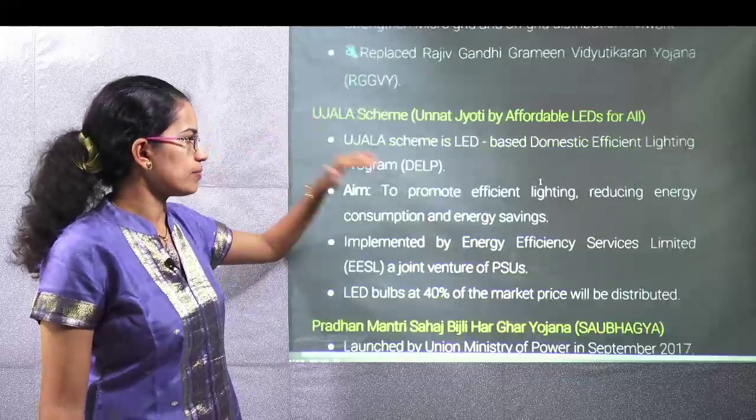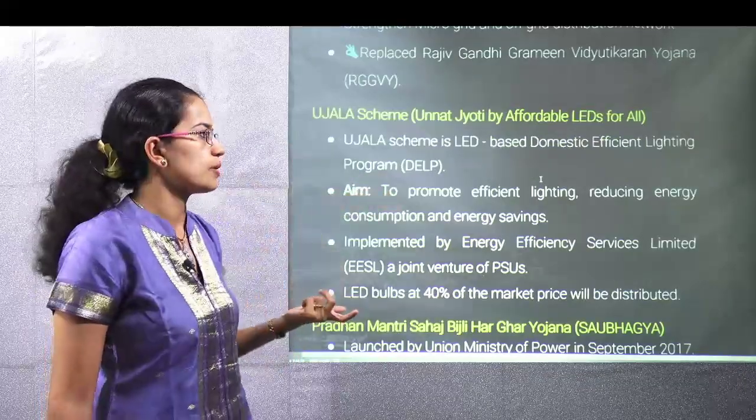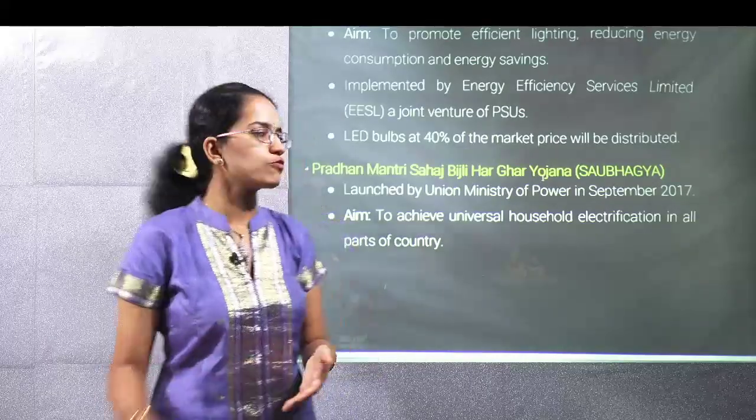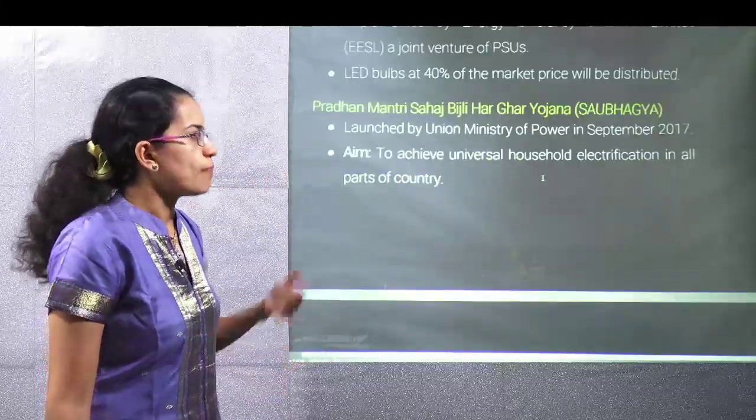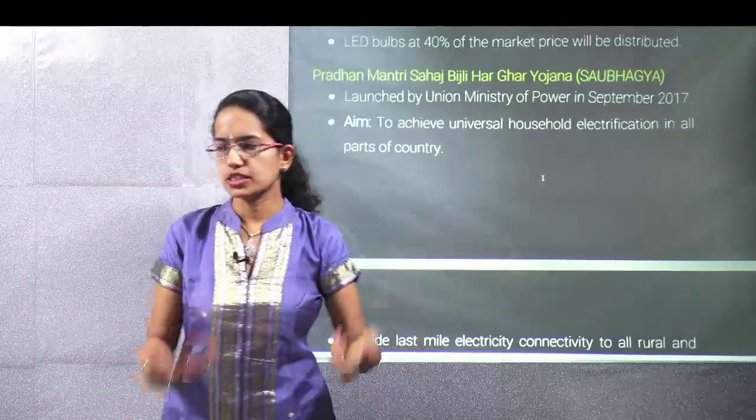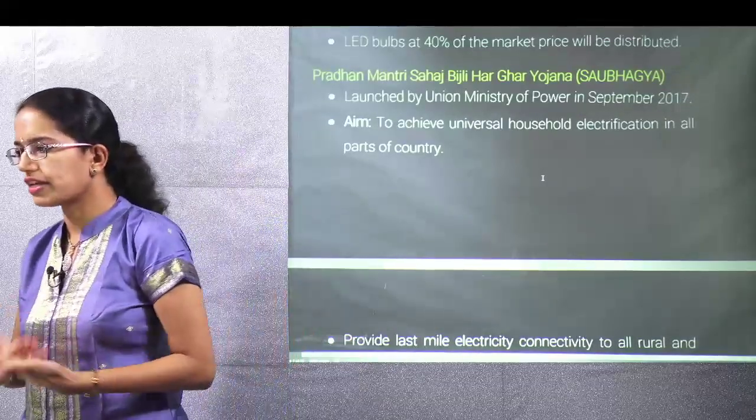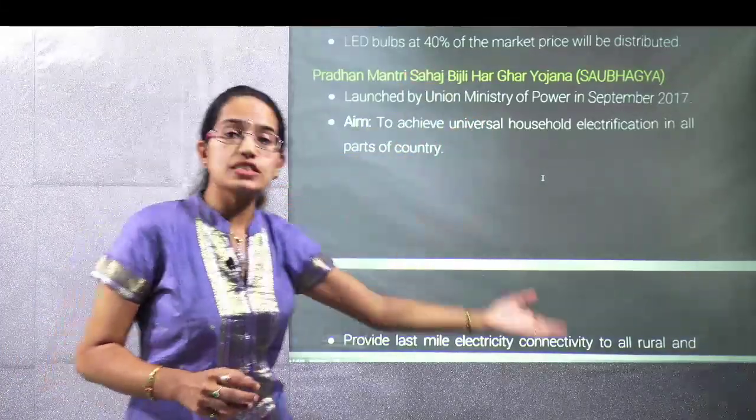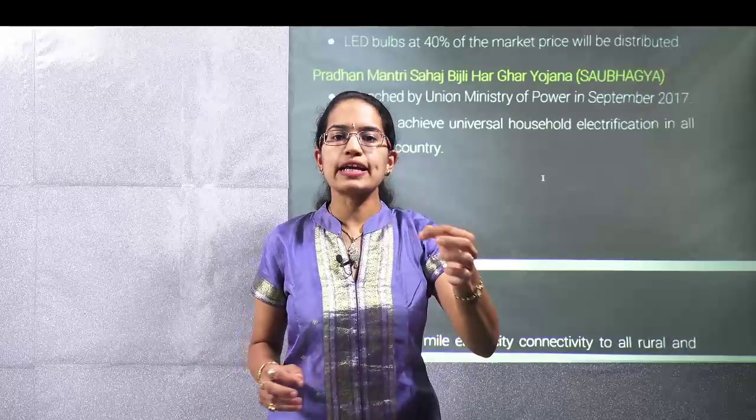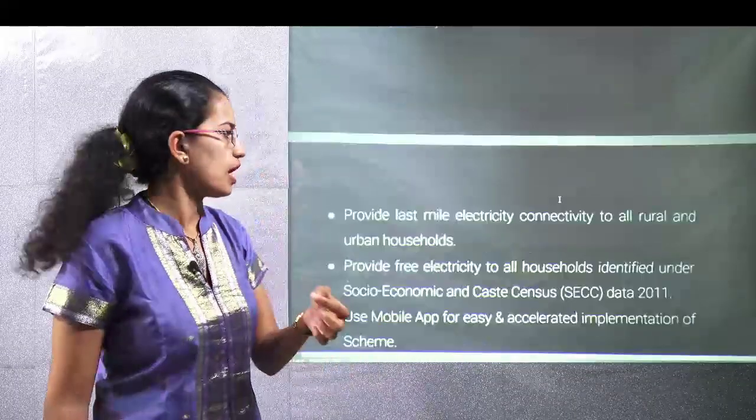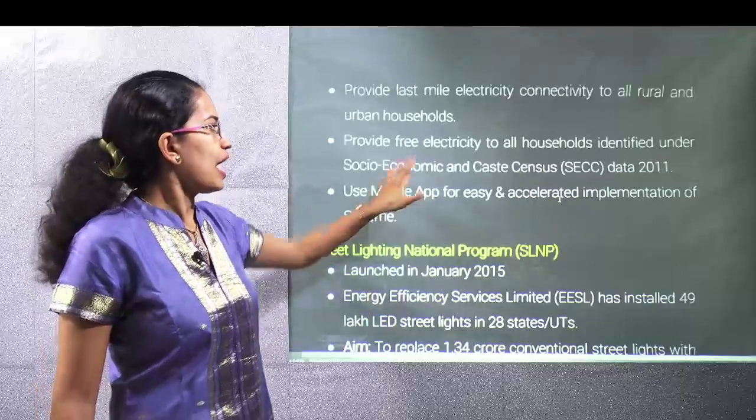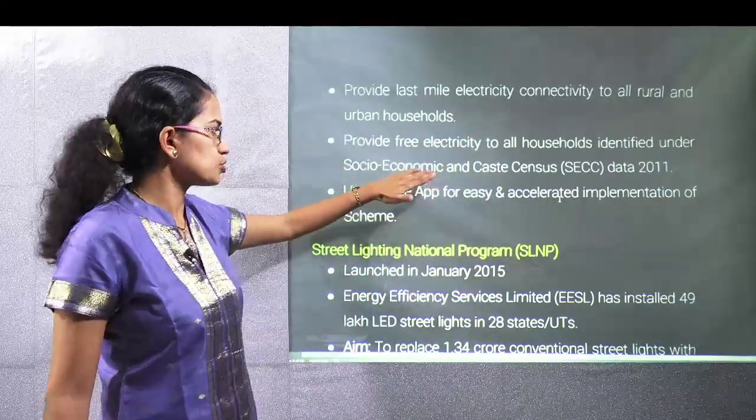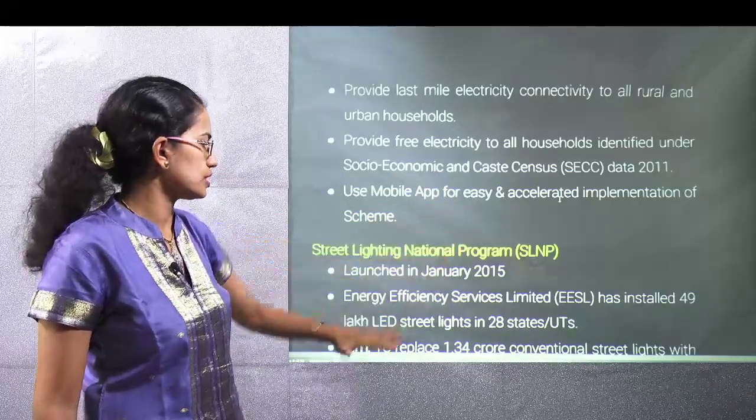Ujala, we have already talked about how this scheme talks about LED distribution, and LEDs are given at a subsidized rate of around 40% under this scheme. Saubhagya scheme was recently launched in September 2017, so it again becomes very, very important. Now Saubhagya scheme talks about last mile connectivity. Providing an electricity connection to each and every household is the main aim, and the households have been identified under the Socio-Economic and Caste Census of 2011.